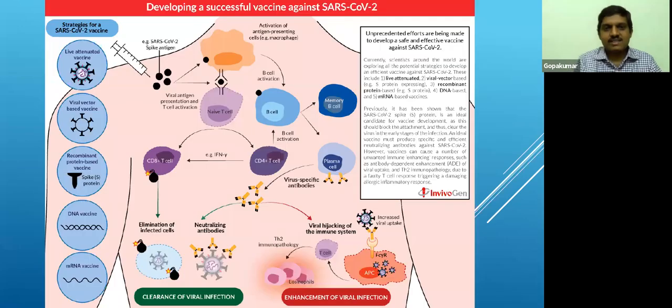We are not going into the details, but there are many ways in which a vaccine can be developed. Strategies for a SARS-CoV-2 vaccine include live attenuated virus, viral vector-based vaccine, recombinant DNA vaccine, mRNA vaccine, and a lot of other things. This diagram is again the same.